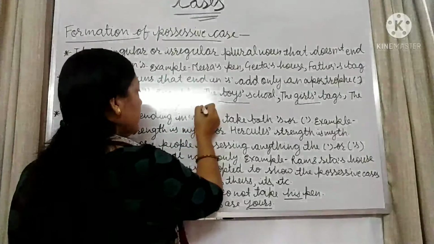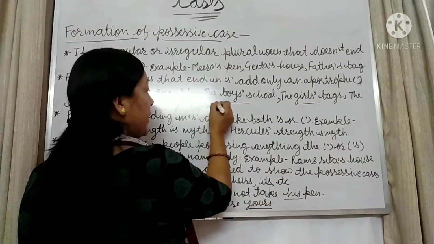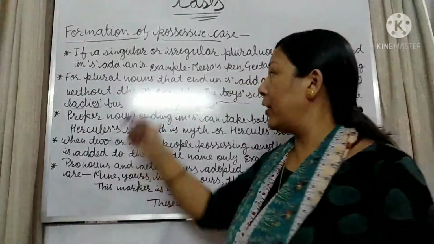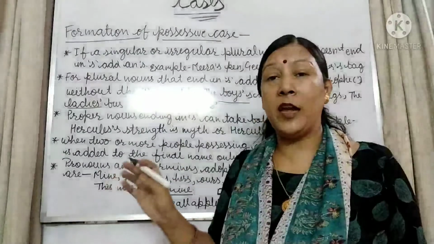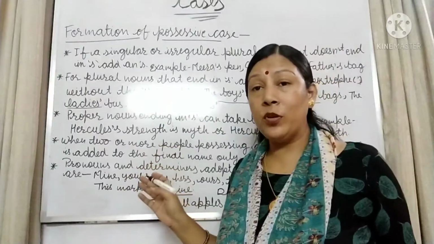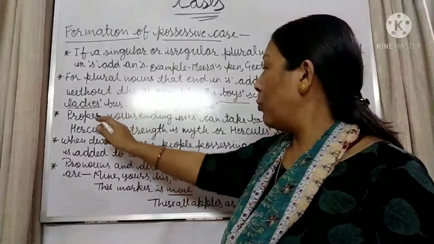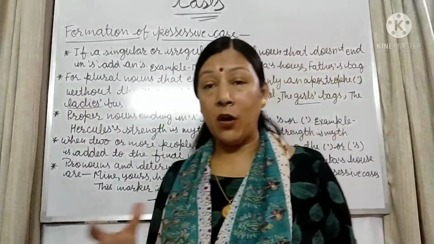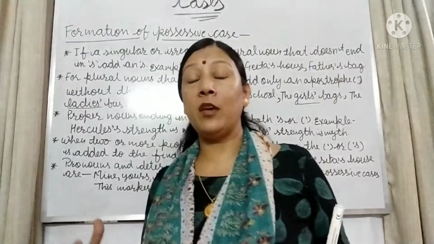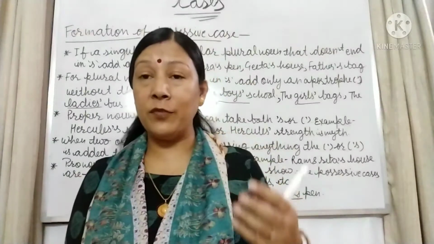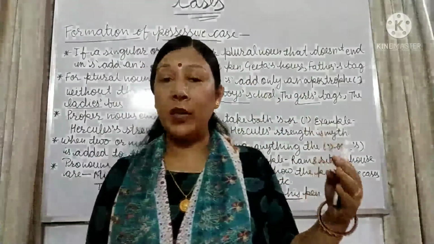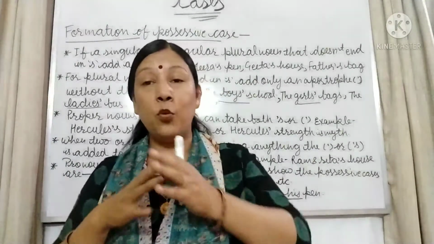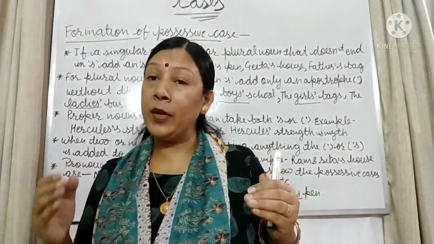Girls ends with s, add an apostrophe here. So what do we have to do? We have to just add an apostrophe at the end of these plurals ending with s. Now, proper nouns ending with s: whenever you see proper nouns, to make the possessive case, what do we have to do? We can add an apostrophe or apostrophe s. In both cases, both will be correct.